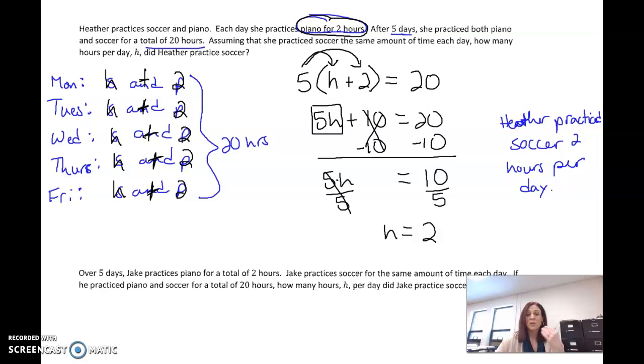Okay, so now I want to do a similar equation. It's going to seem similar, okay, but we're going to set our equation a little different. That's maybe how I should say it.